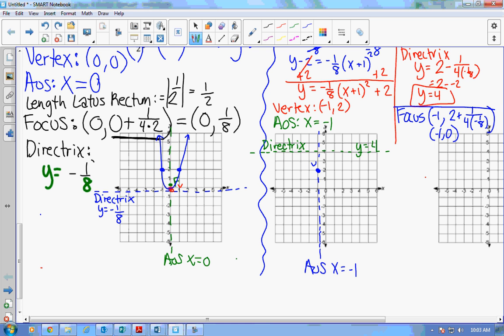What else do we need to put on this? The focus. It's a point. Focus is -1, comma, 0. And it should be either directly above or directly below the vertex. Are the vertex and the focus directly above and below each other? Okay, make sure they are. And it should also be on the axis of symmetry.